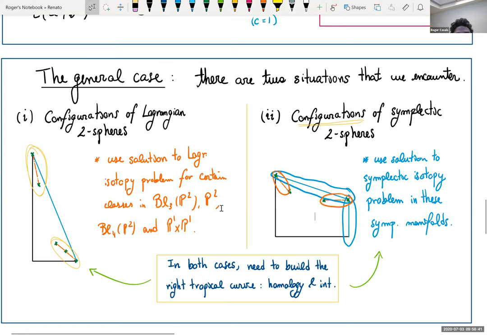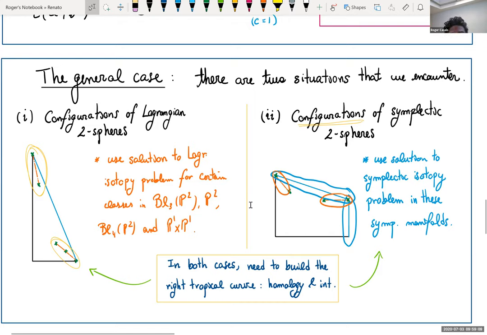But luckily, in the case of P2, P1 times P1, and the blow up of P2 up to a certain number, a lot of good work was done by McDuff herself. And then Richard Hind explained how to do it in P1 times P1, and Weiwei Wu and Tian-Jun Li did it in blowups of P2. Jonny Evans also has good results in Lagrangian spheres in those blowups. So essentially, the message is you then borrow from the literature and conclude that those isotopy problems can be solved.